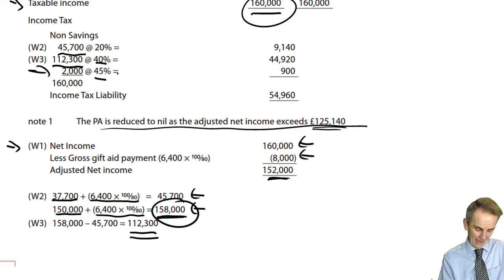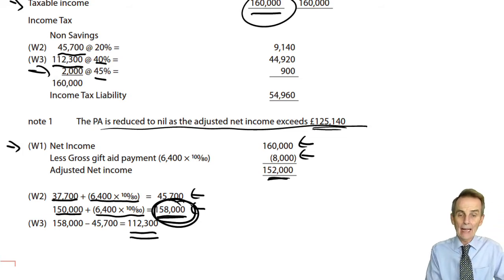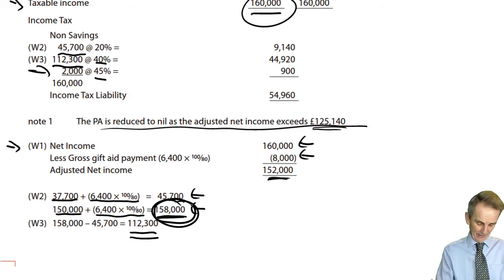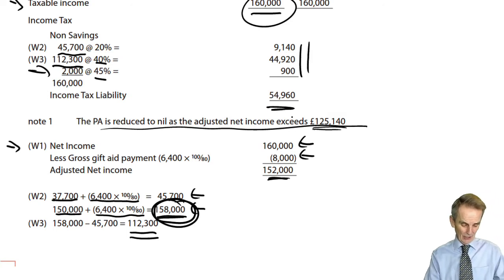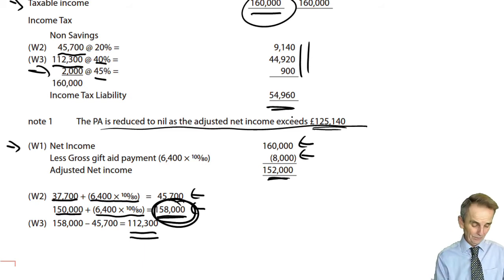But by having a higher rate band limit of 158 instead of the usual 150, it has meant that, of course, we've taken some £8,000 of income that would otherwise have been taxed at 45% and taxed it instead at 40%. Okay, put the tax figures together, get your income tax liability, job done, and marks earned, we trust.